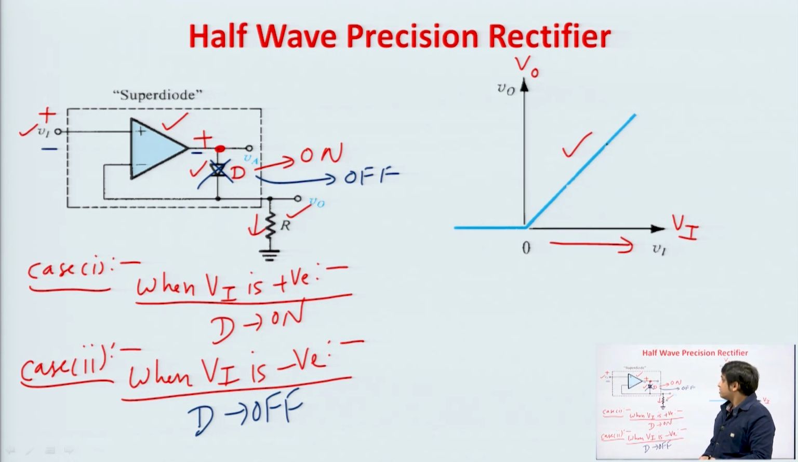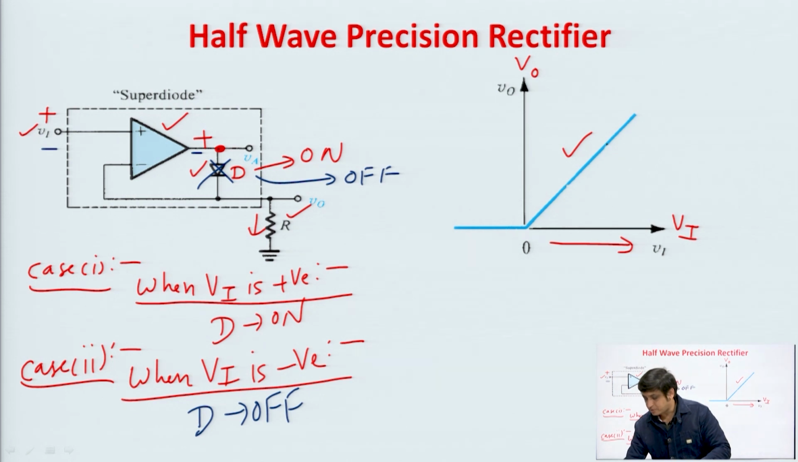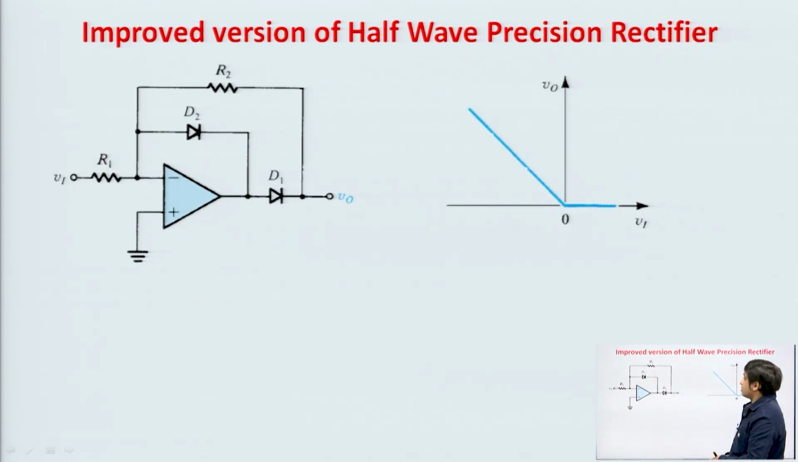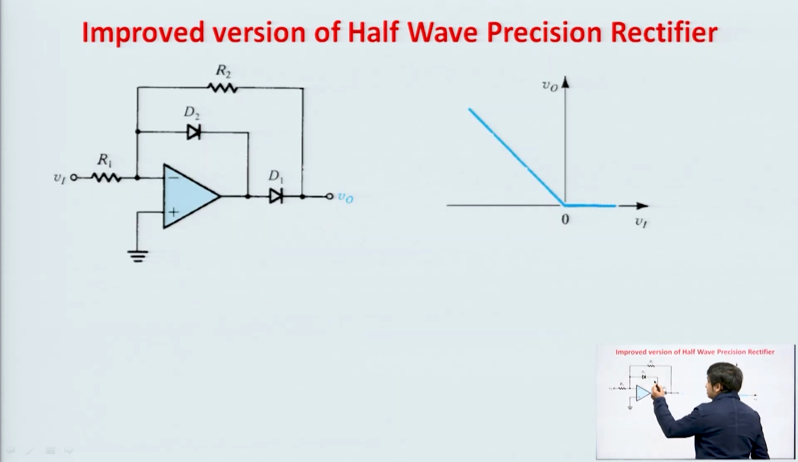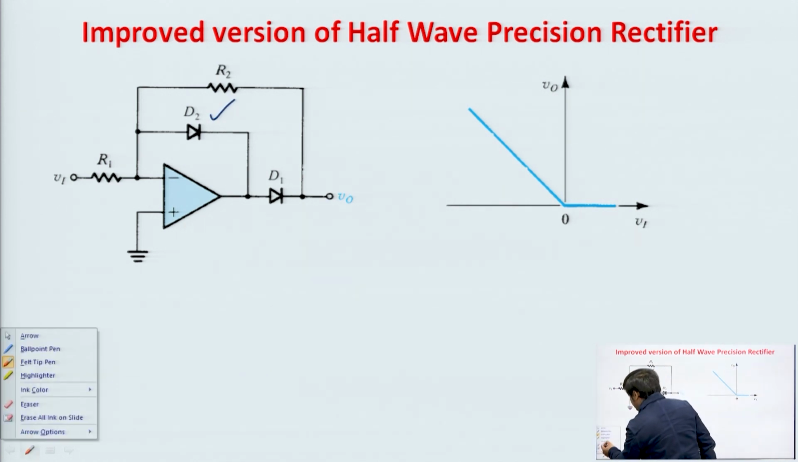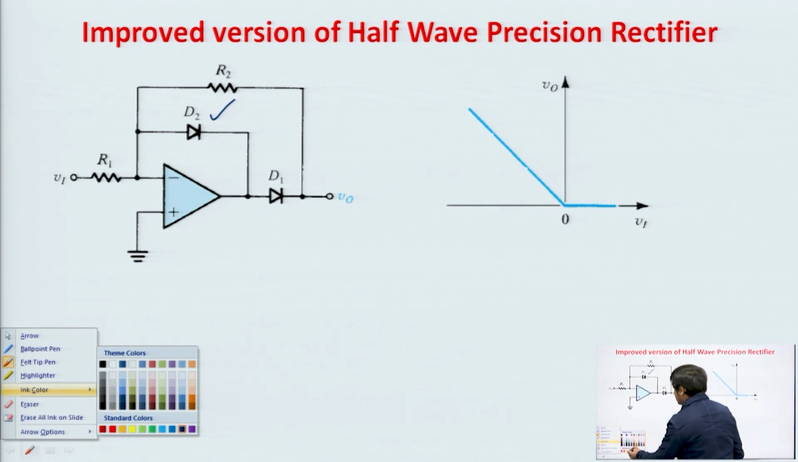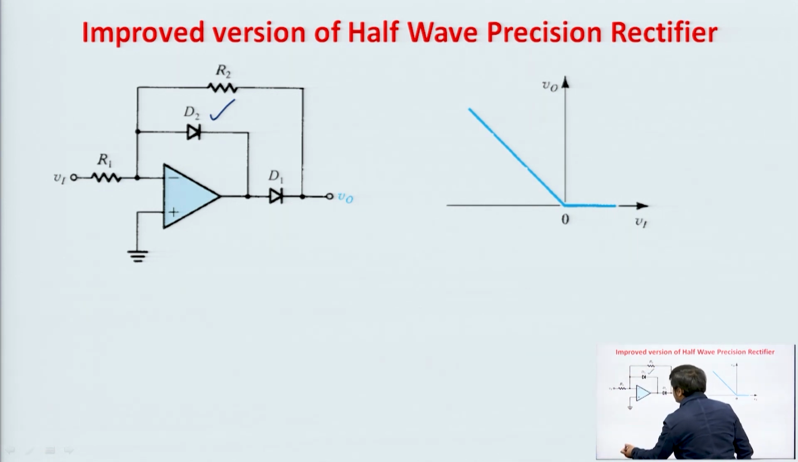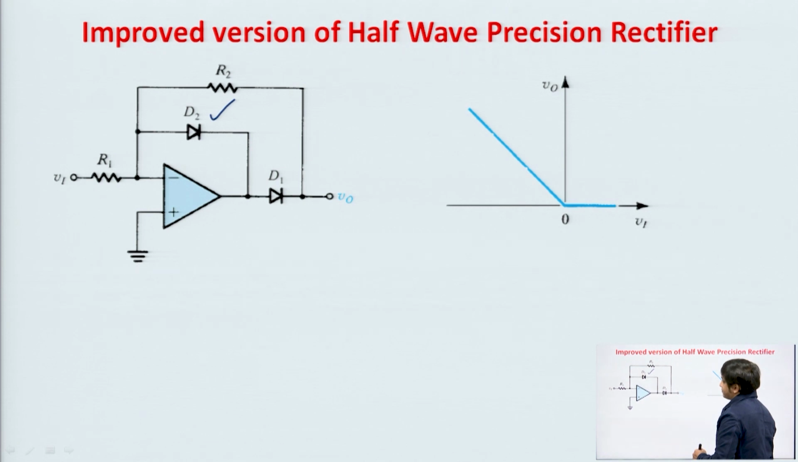Now, to improve the performance of this circuit, one more diode is connected, that is diode D2. Now, this circuit is the improved version of the half wave precision rectifier.